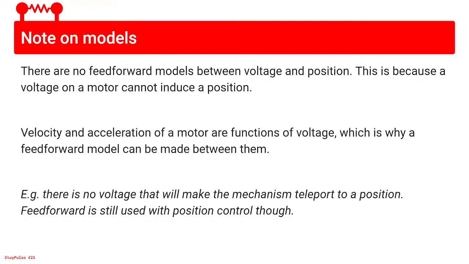So a note on models: this is pretty simple. Once you collect data, this whole equation is just multiplication and additions. It is simple, but it is not 100% covering all your bases, because you can't make a feed-forward model between voltage and position, because there's no voltage that will induce a position. It'll only change your position. So this can only be applied to the velocity use case.